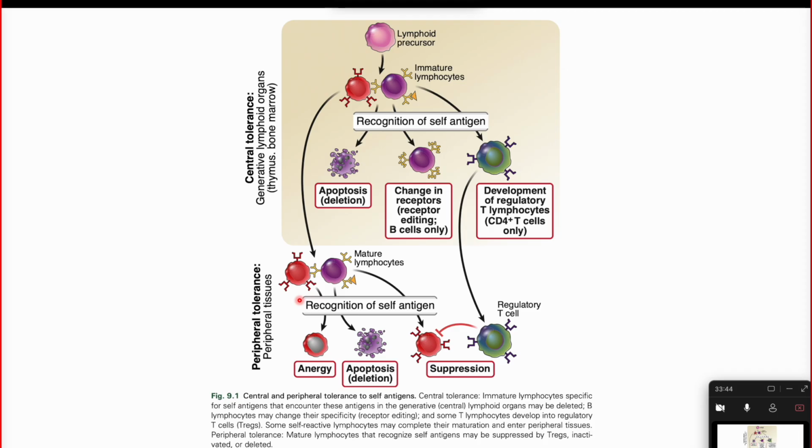So tolerance basically means what sort of antigens are seen by the T cells. If we look at central tolerance, this is basically in the lymphoid organs, that is the thymus and bone marrow, while peripheral tolerance, as the name suggests, is on the tissue side. In central tolerance, the common lymphoid progenitor cell will lead to immature lymphocytes.